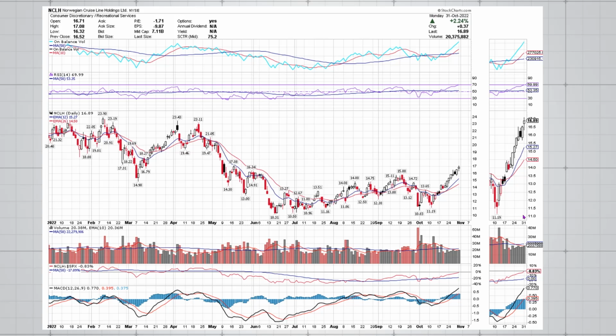Well, the big lesson from this chart is book your cruises early because it looks like they're going to get more expensive.